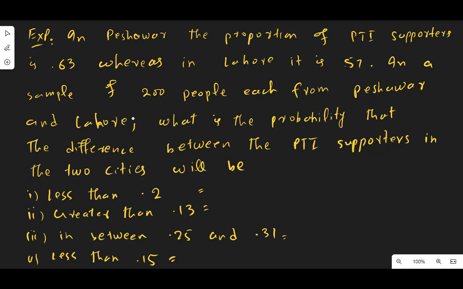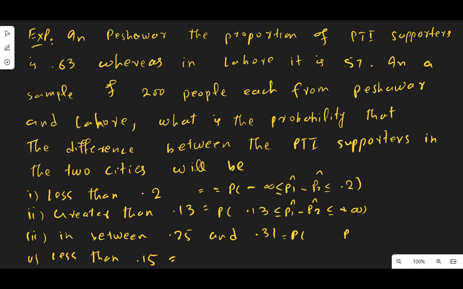So first of all, you need to convert it into mathematical form. After converting it to mathematical form, its maximum limit will be plus infinity, and it will be in between these two values. The difference between the proportions of PTI supporters in the two cities per 200 sample will be in between 0.25, the minimum limit, and 0.31, the maximum limit.